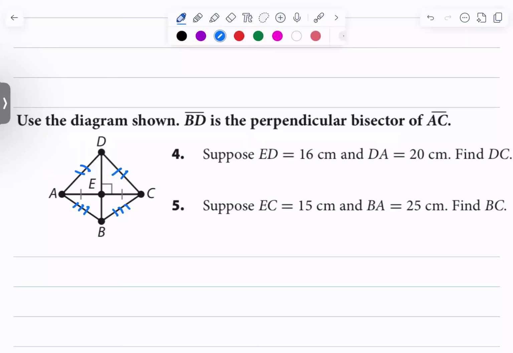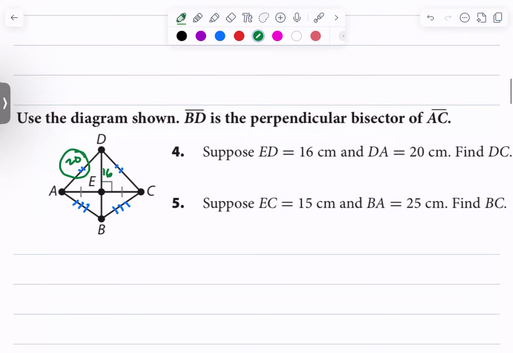So suppose ED is 16. I want to make these guys a little bit smaller. Okay. ED is 16. DA is 20. Find DC. Well, if DA is 20 and it has two tick marks, DC has to also be 20 because that too has two tick marks. Simple. We didn't even need 16, right? Make sense?